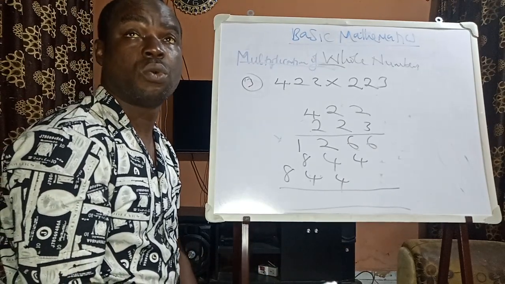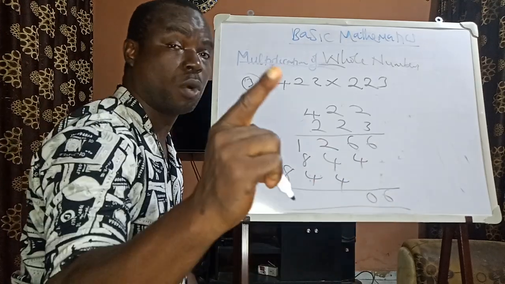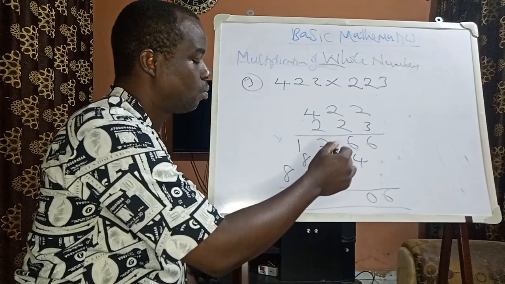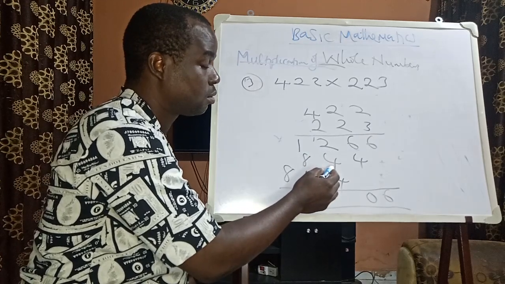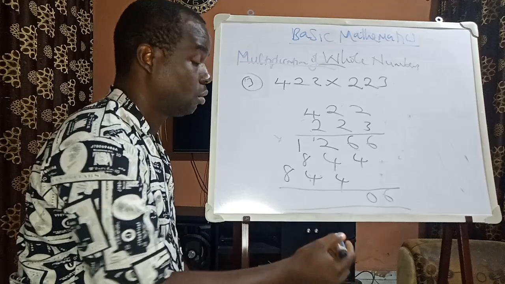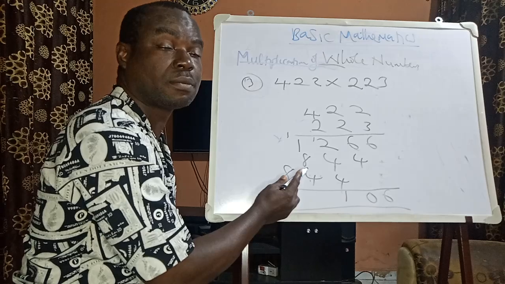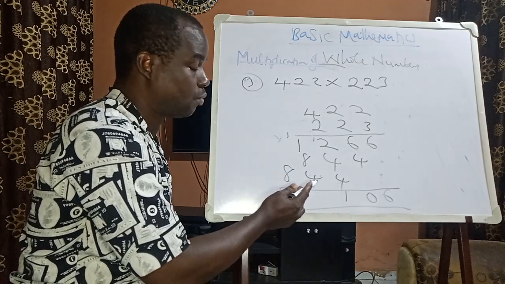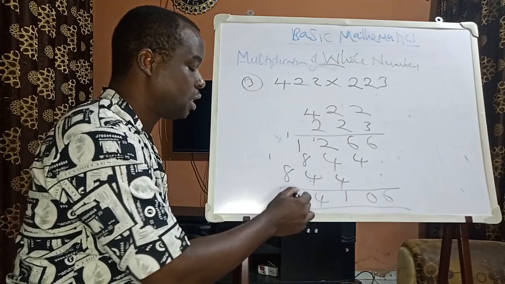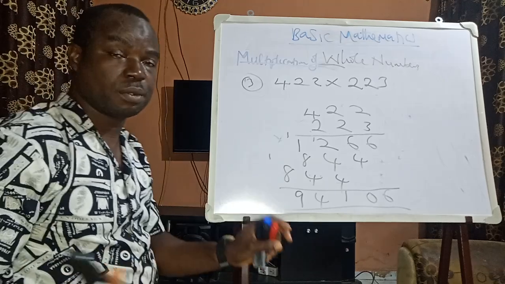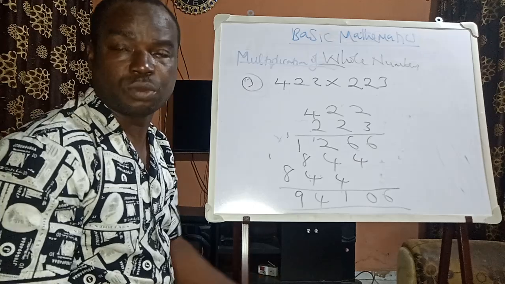Right? So we have 6. 6 plus 4 is 10. Carry 1. Right? So put 1 here. 1 plus 2 is 3. 3 plus 4 is 7. 7 plus 4 is 11. Write 1, carry 1. Put 1 here. 1 plus 1 plus 8 is 10. 10 plus 4 is 14. So we have 4, carry 1. Then 1 here. 1 plus 8 is what? 9. So simple to multiply, right? Okay, so you can take different examples and try to solve them.